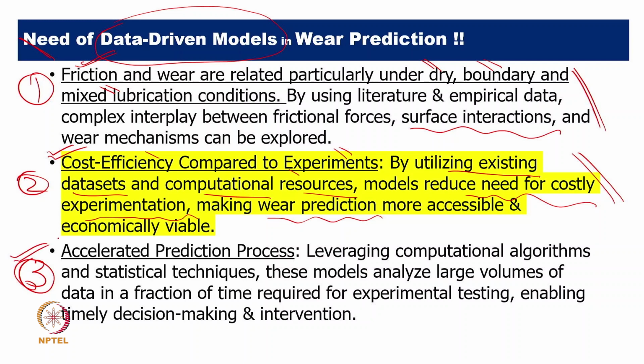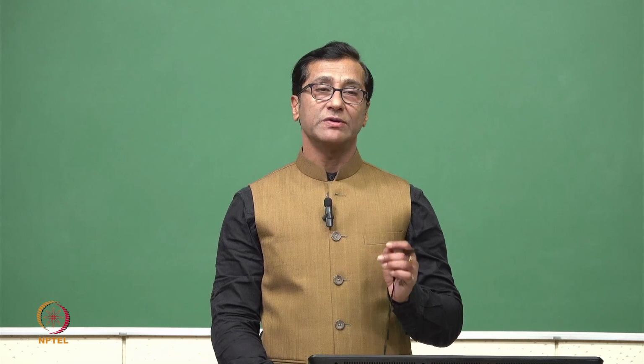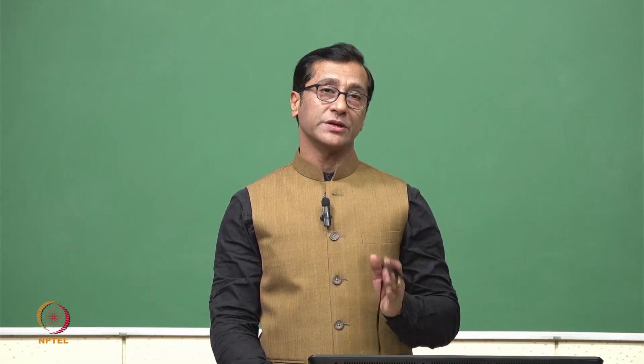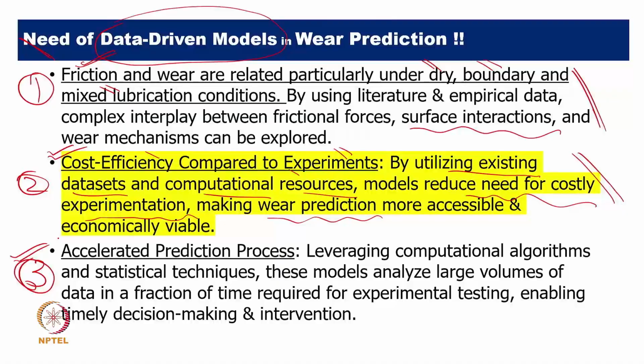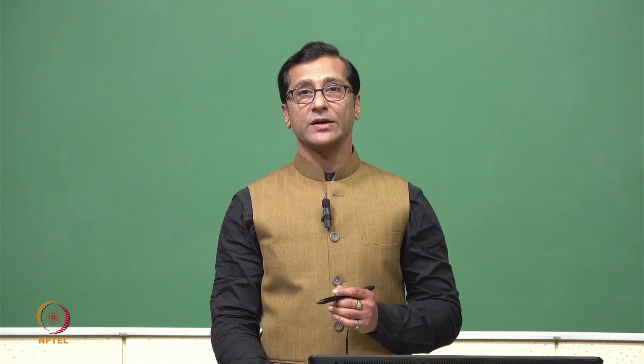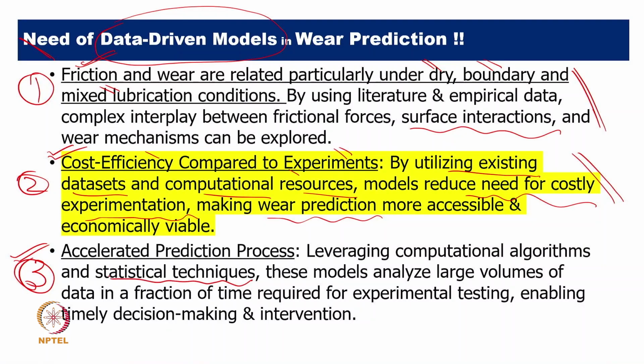The third one is accelerated testing. Many times we require acceleration, or we require fast results, and we do not know whether it will shift from one domain to another domain. If you want to go ahead with an accelerated prediction process, this kind of algorithm will be more useful. The reason being, we are incorporating statistical techniques and advanced computational algorithms, so that the data can be processed in a fraction of the time which was required for the experimental setting.